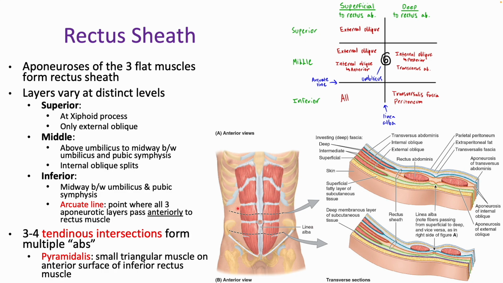Another thing that we want to note here is that the rectus sheath, or the rectus abdominis muscle, is going to be split into 3 or 4 pieces by 3 or 4 tendinous intersections, and that's going to form our abs that we talked about. There is a smaller, more insignificant muscle that not everyone has, but it's called the pyramidalis, which is a small triangular muscle on the anterior surface of the inferior rectus muscle. So it's not pictured in this, but it's just this little triangle muscle that's going to come up right here. And so it doesn't play a huge role that we need to know, but just keep in mind that it's there.